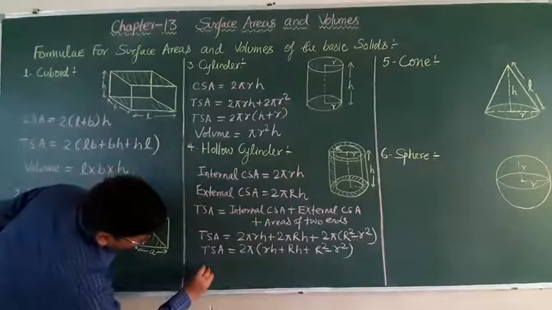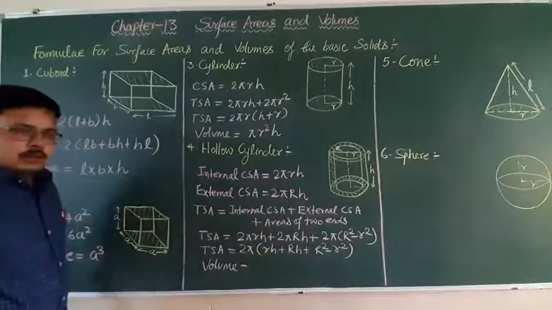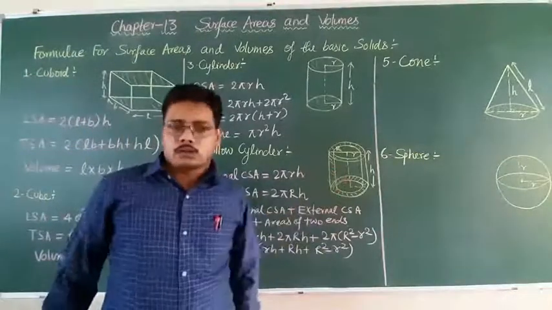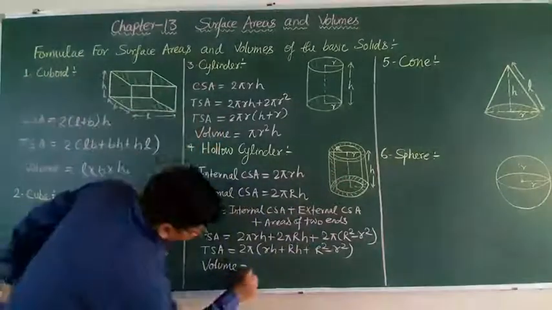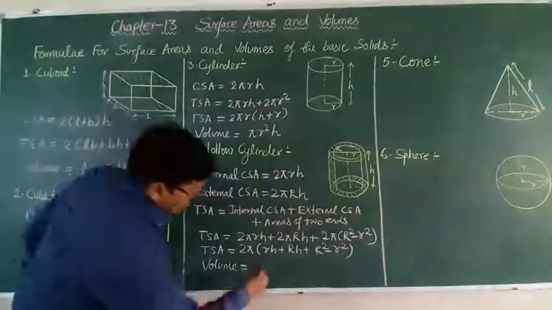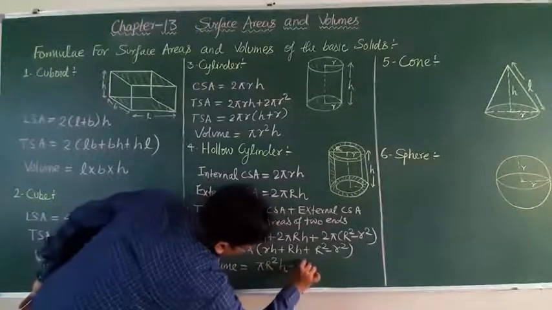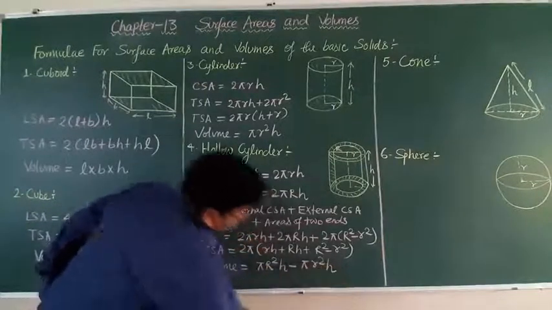Now choose value, or material used to make the hollow cylinder. That is what? External value minus internal value. External यानी pi capital R square h minus pi small r square h.